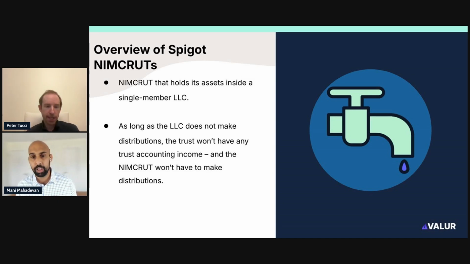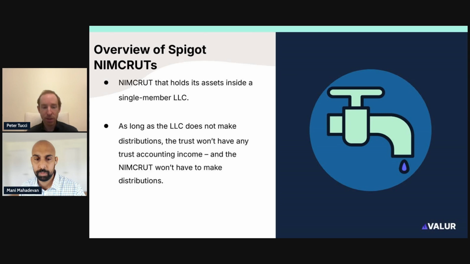Yeah, so the basic idea is that a Spigot NIMCRUT is a NIMCRUT that has a single member LLC that it invests through. Rather than just holding assets inside the trust without anything else, it holds assets through an LLC. The LLC itself is disregarded for income tax purposes, so everything in the LLC is treated as being owned by the NIMCRUT for income tax purposes.